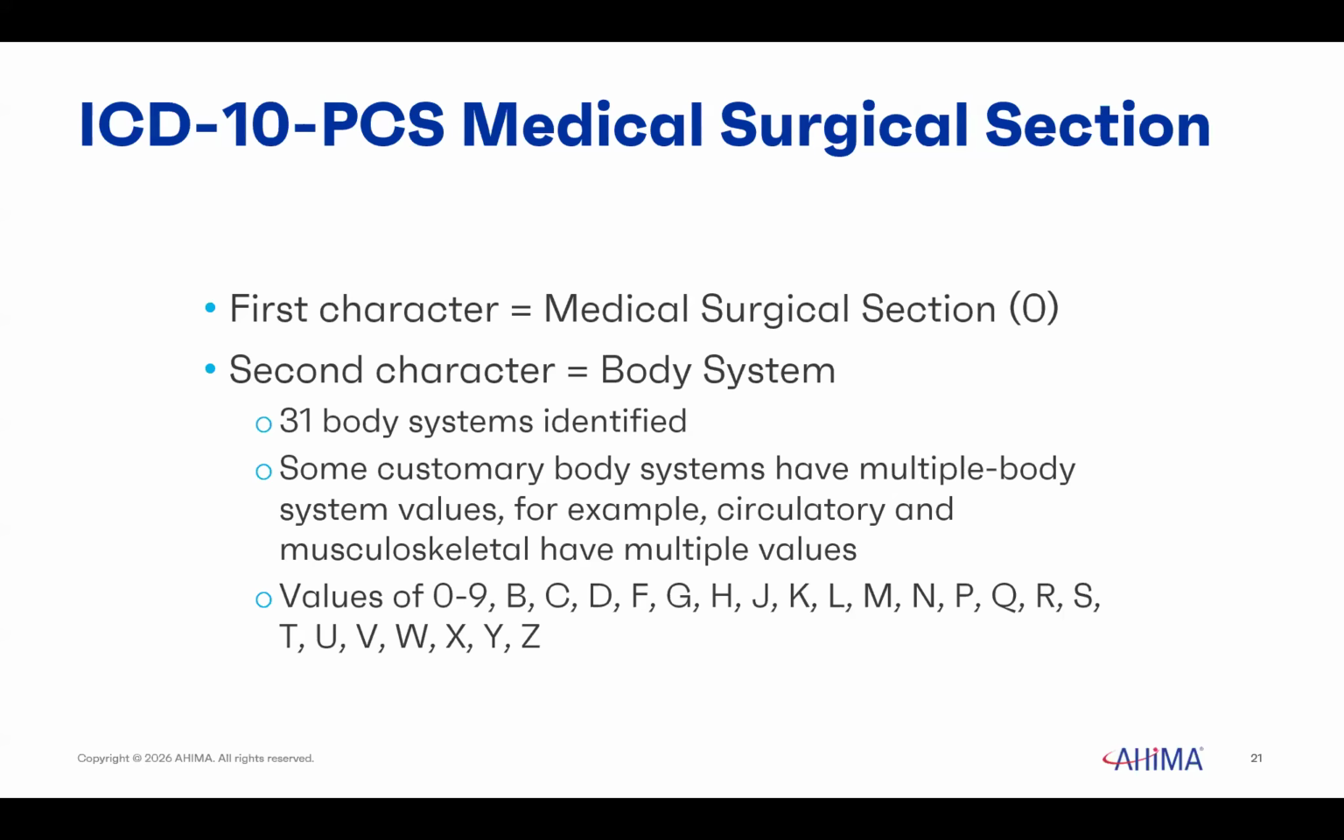Okay, so a little bit more about the medical surgical section. The second character is the body system. The human body is split into 31 different systems, and some customary body systems have multiple body system values. A common one is the circulatory and musculoskeletal systems have multiple values. And you can see the values through here. I'm not going to read them, they'll be obvious in the code book.